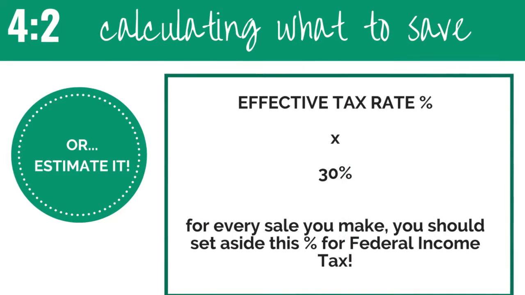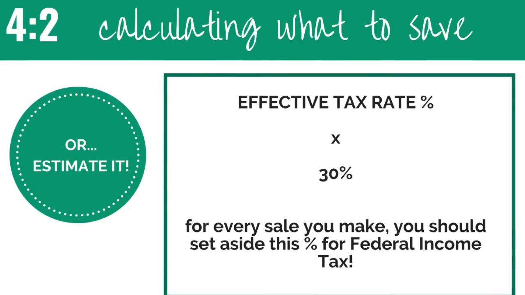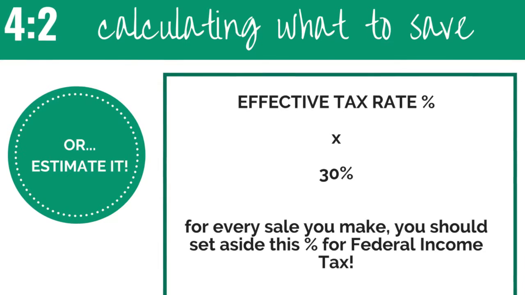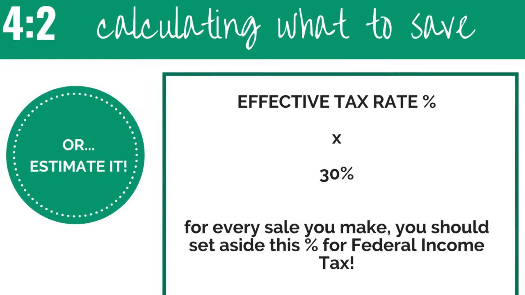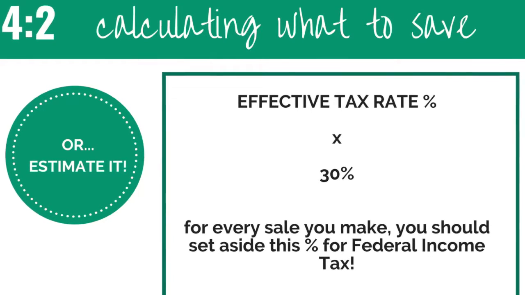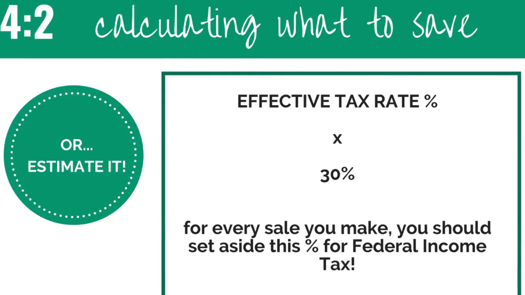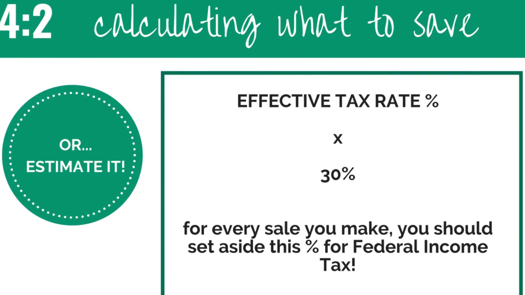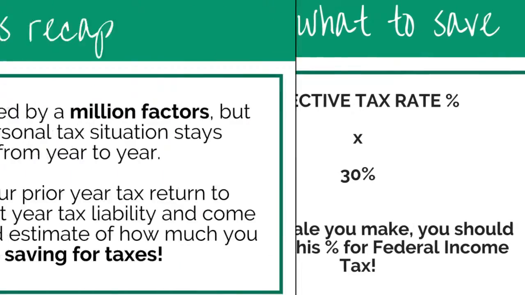Now, if you don't know your net profit, or you don't want to spend the time calculating it, you can also take your effective tax rate and multiply it by your profit margin. Don't freak out if you don't know what your profit margin is. Use 30% as a pretty general estimate. So for every sale that you make, you should set aside this percentage for federal income tax. Effective tax rate percentage times 30%. Use that percentage, multiply it by your sales.